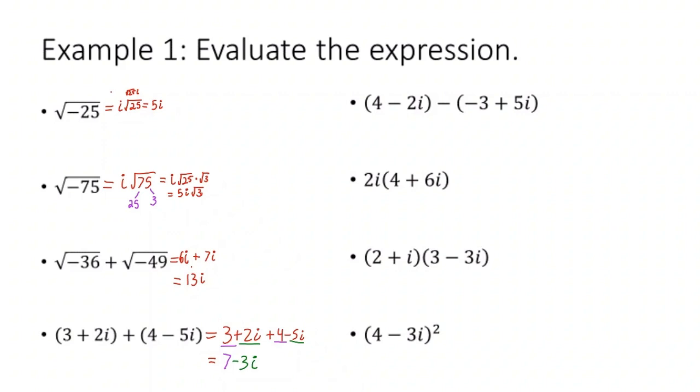Next, we'll subtract the two complex numbers, 4 minus 2i and negative 3 plus 5i. In the first set of parentheses, there's nothing to distribute, so we can go ahead and drop those parentheses. But in the second set, we have to distribute the negative 1 before we drop them. So after we distribute negative 1, we would have plus 3 minus 5i.